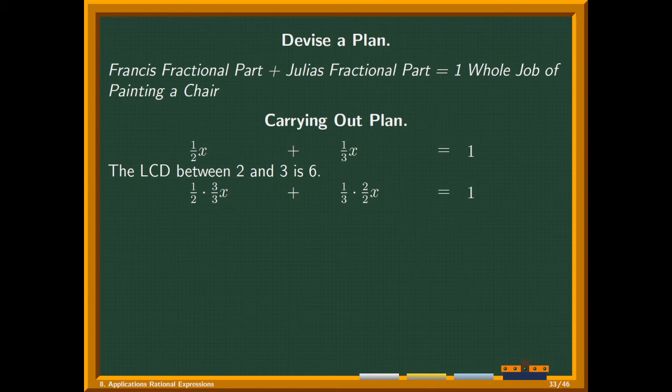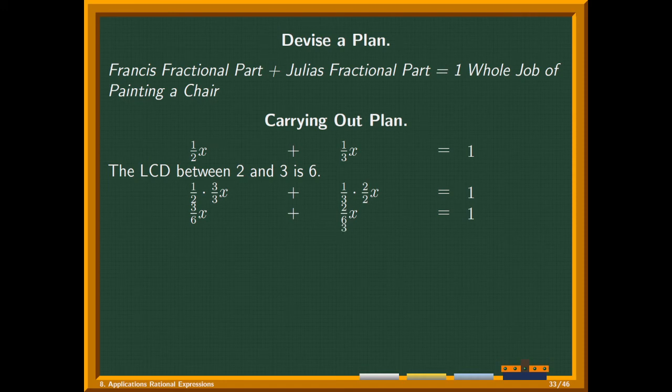Now, in this case, we have to simplify, no? Applying the multiplication rule: numerator times numerator, denominator times denominator. We have 3 over 6x plus 2 over 6x equals 1. So the dissimilar fractions become similar fractions, and in adding similar fractions, we only have to copy the denominator and add the numerators.